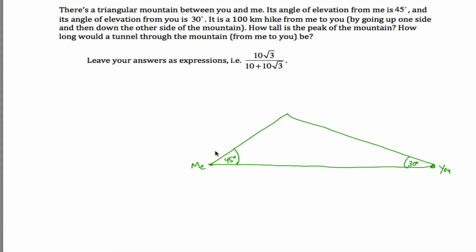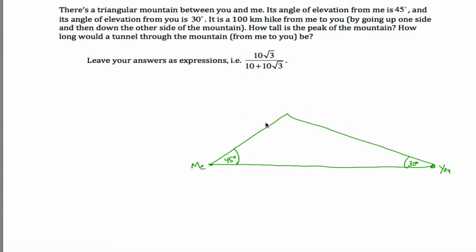And its angle of elevation from me is 45 degrees. Well, its angle of elevation from you is 30 degrees, all pictured here. The other information given in this problem that will be really important is that it's a 100-kilometer hike from me to you. And what I mean by that is if you go up the mountain and then down the other side, you've traveled a distance of 100 kilometers.